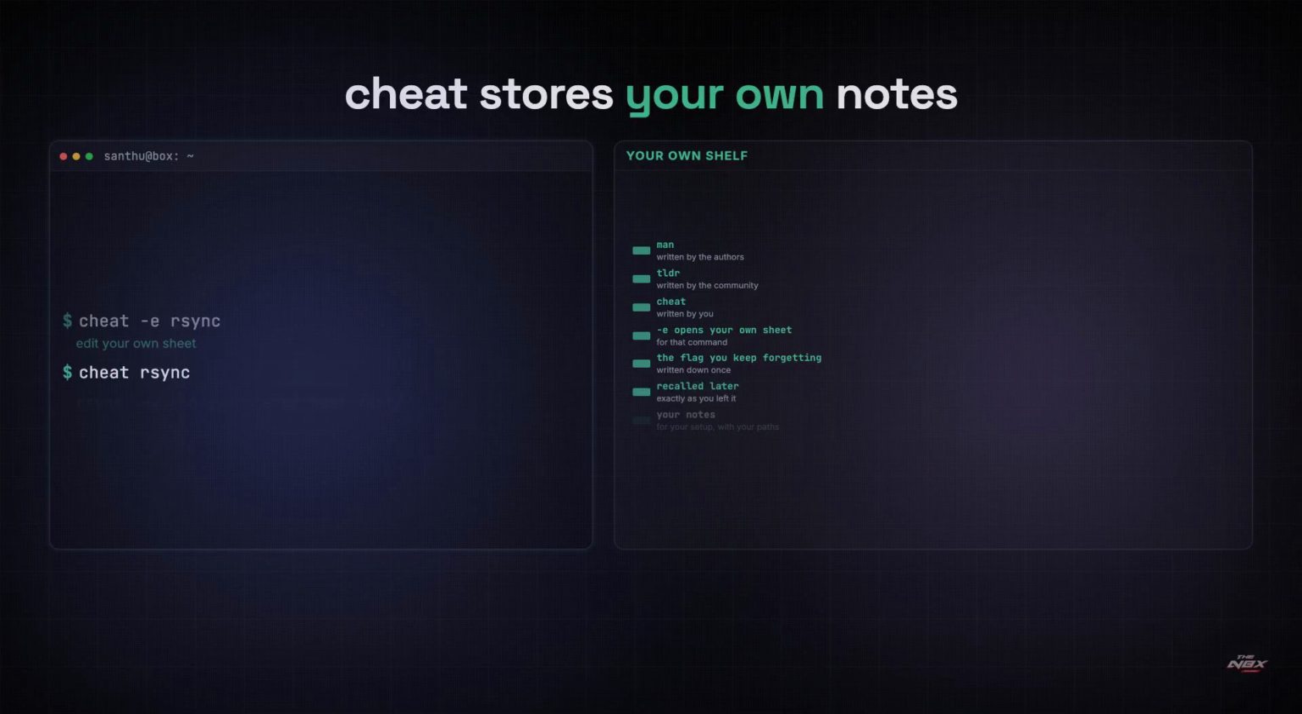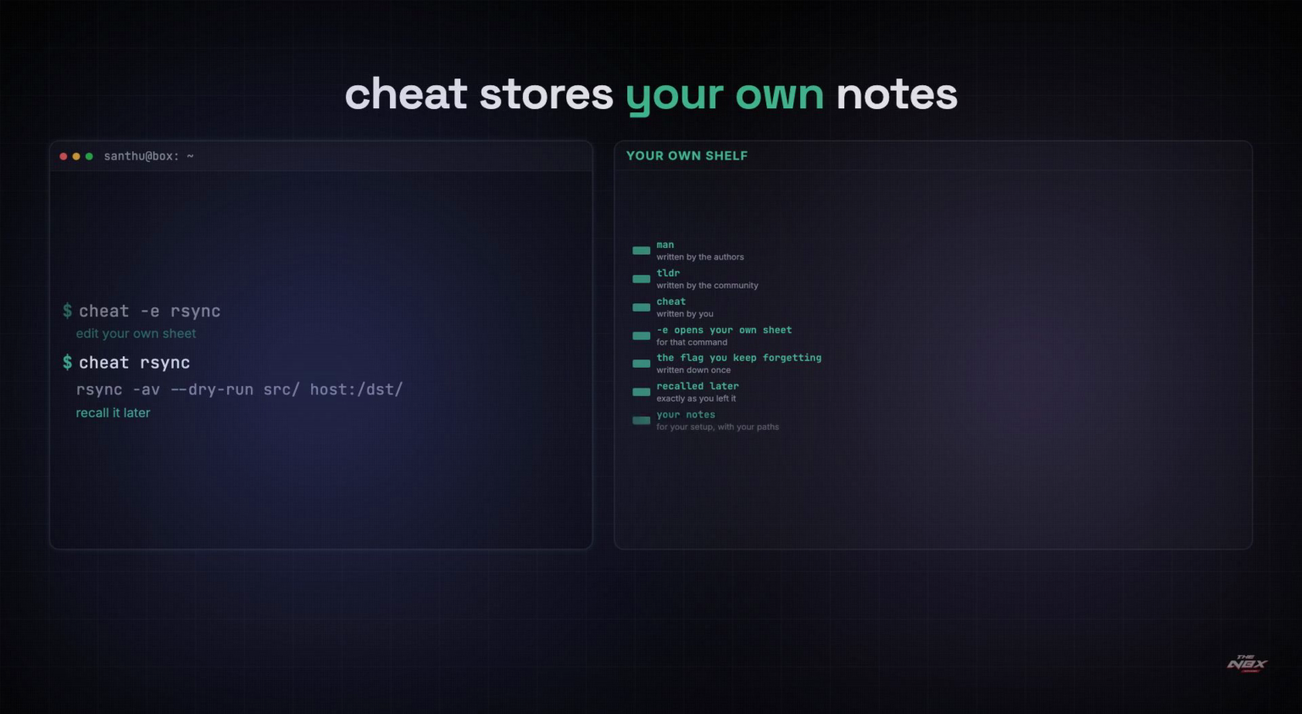That matters more than it sounds, because your notes can hold the details no general documentation ever will. Your server names, your paths, the exact rsync incantation your deployment needs. Write it down the second time you look something up, because there's always a third time, and you'll not remember then either. Your own notes, written once, beat rereading somebody else's documentation 3 times.